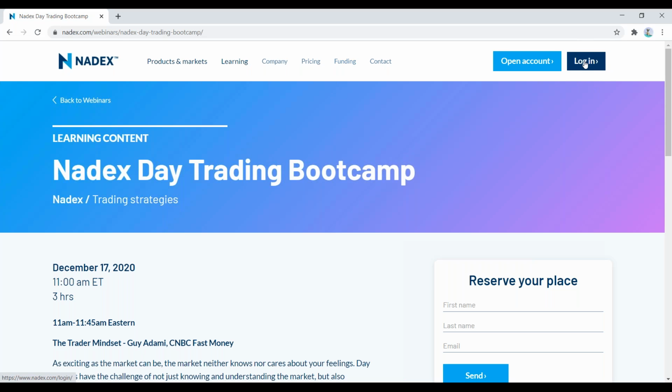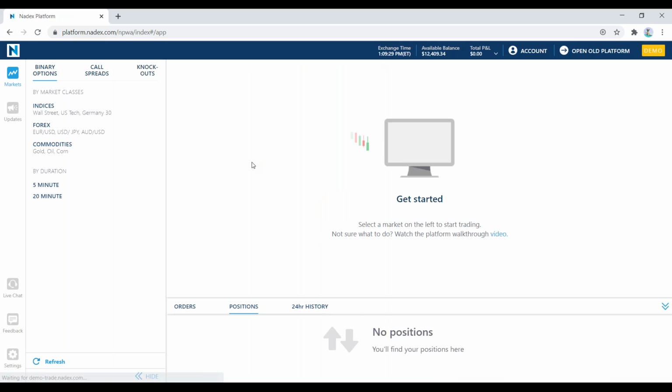All right, let's go ahead and log into the platform now. And I'm going to log in and let's go through. Now, if you've never been on our platform before, on the left-hand side are our products, binary options, call spreads, and knockouts, and we are going to just be focusing on knockouts. The positions tab at the bottom, and then the workspace where I will see my charts and order ticket once I get in there.